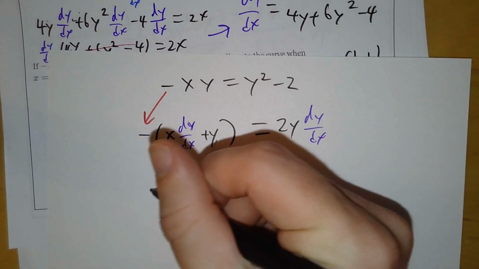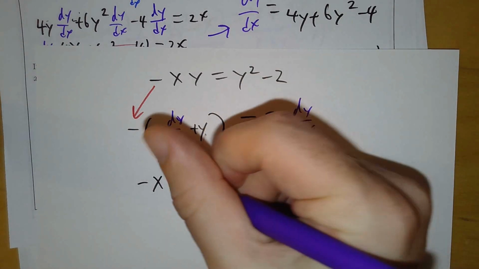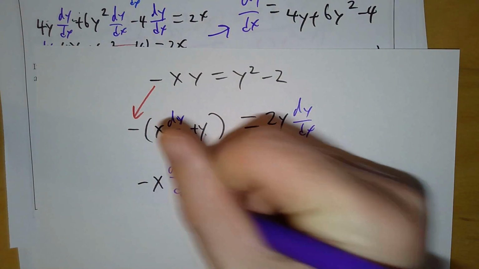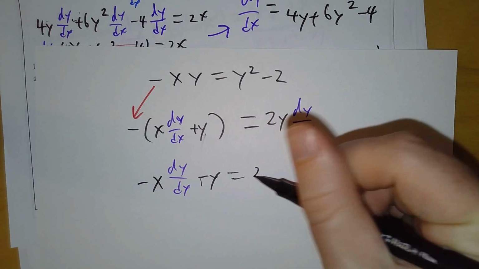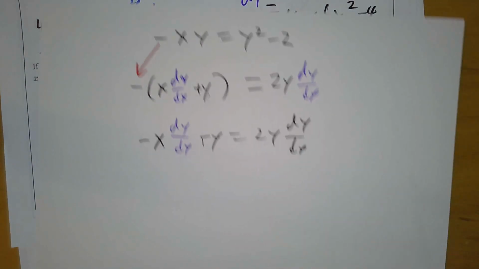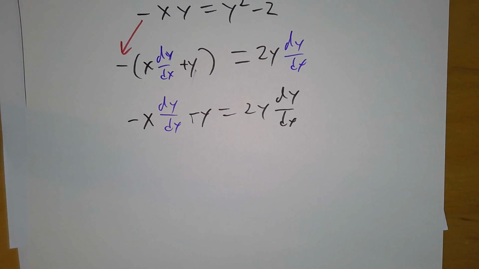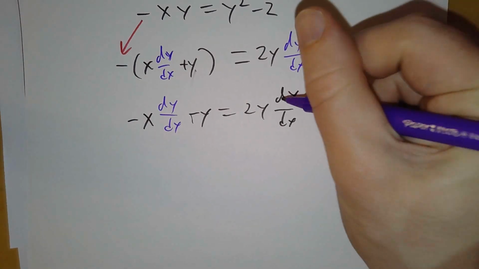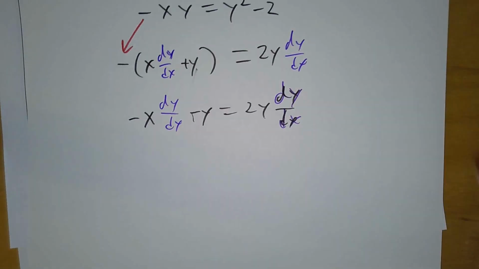Let's distribute this a little bit, make it a little cleaner. Negative x dy/dx minus y equals 2y dy/dx. That was just me distributing that negative to both of those. From here, we need to, oh, I stopped my little streak of using purple. Let me put purple back on this to make sure that's clear. All right, there we go.